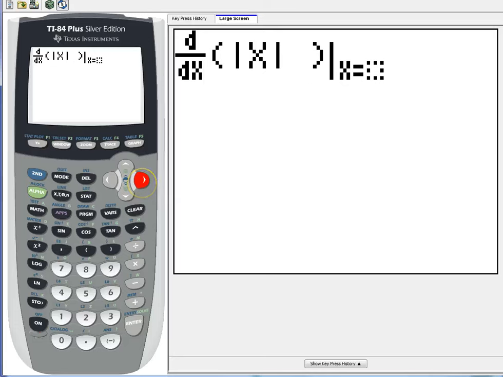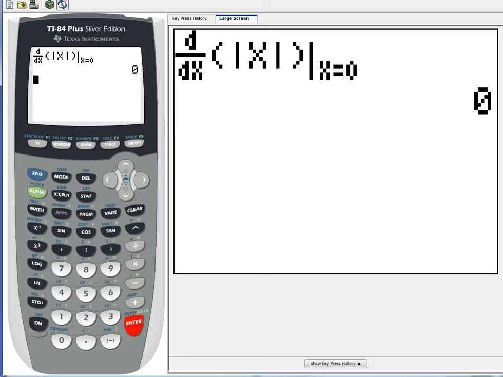And this last part is where do you want me to evaluate the derivative of this function, the absolute value of x? Well, you want it to be evaluated at x equals 0. And enter. And it says it has a derivative, and that derivative is 0. And like I said, we both know that's not true. So at this point, you need to be better than your calculator.